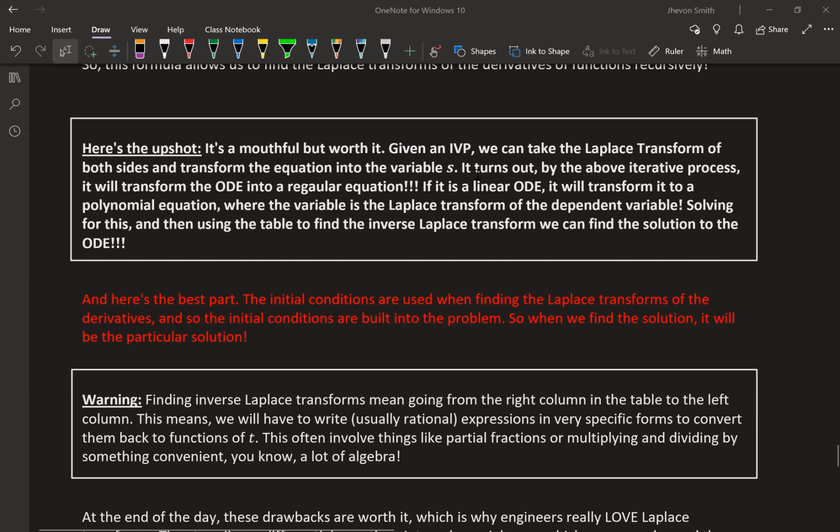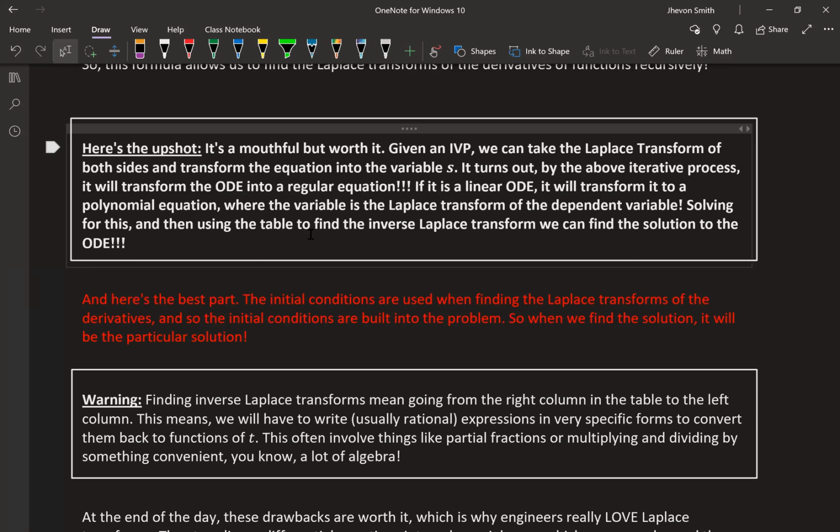And it turns out, if you have a linear ODE, this process will actually transform the ODE into an equation that is not a differential equation. And in fact, if it's linear, it will transform it into a polynomial equation. So Laplace transforms actually give us the power to go from a differential equation to a polynomial equation. And everyone loves polynomials, engineers specifically, which is why they all love Laplace transforms.